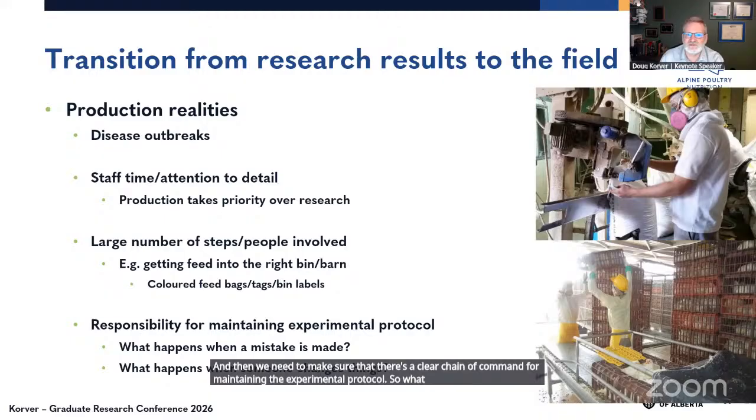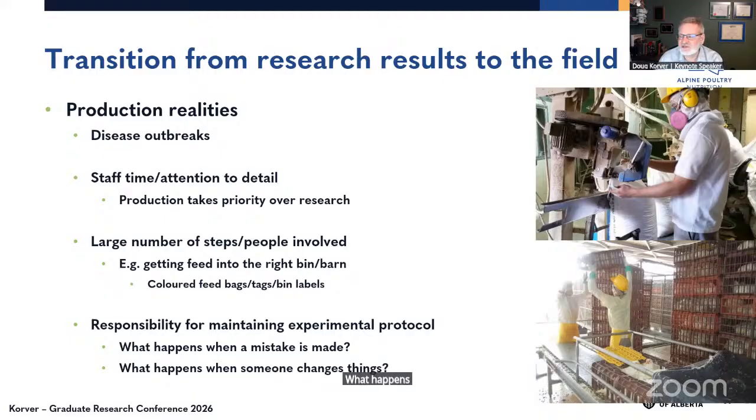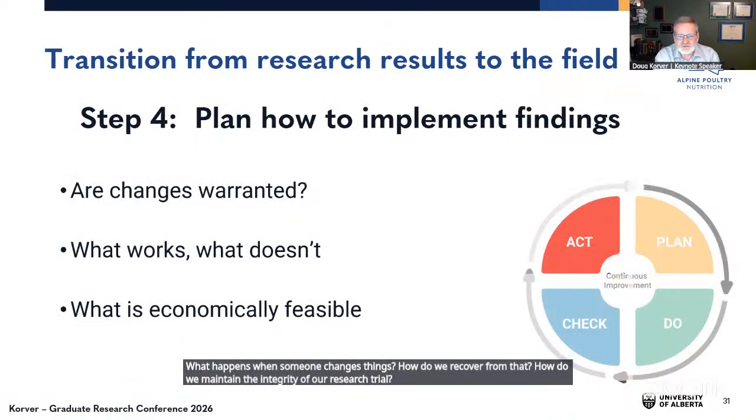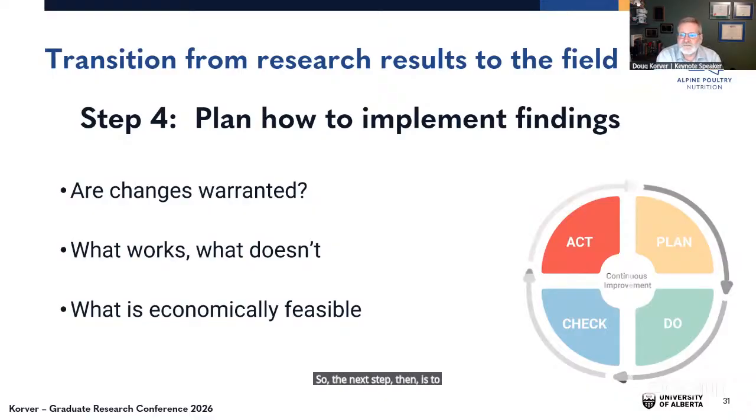So what happens when a mistake is made? What happens when someone changes things? How do we recover from that? How do we maintain the integrity of our research trial? So the next step then is to implement the findings.